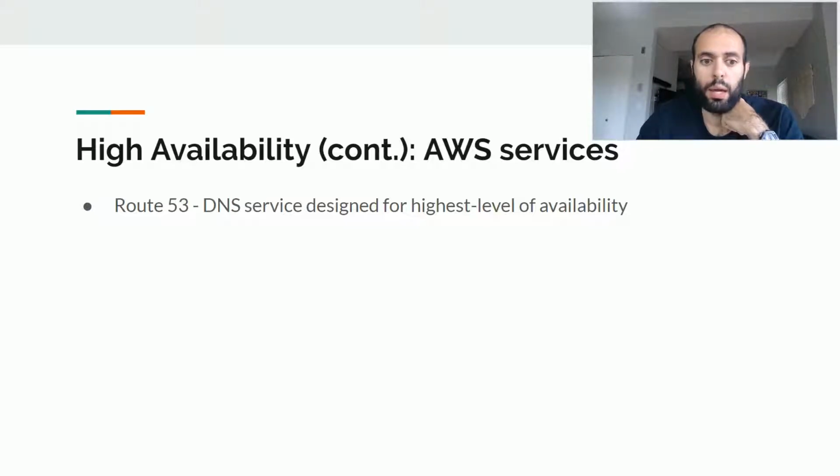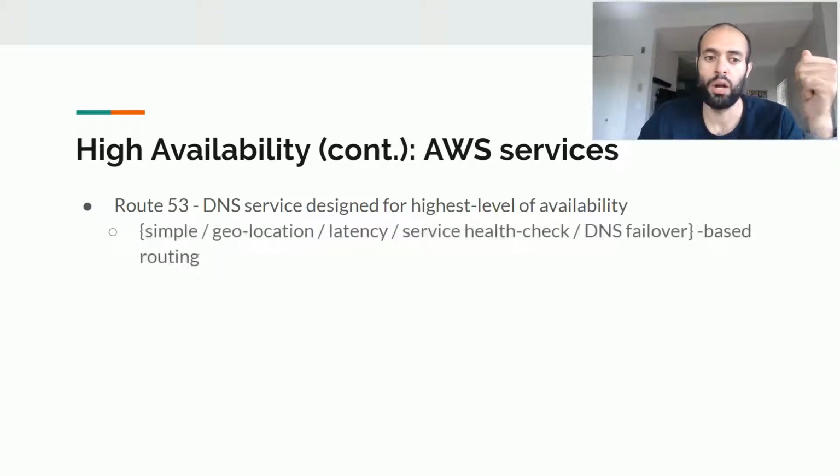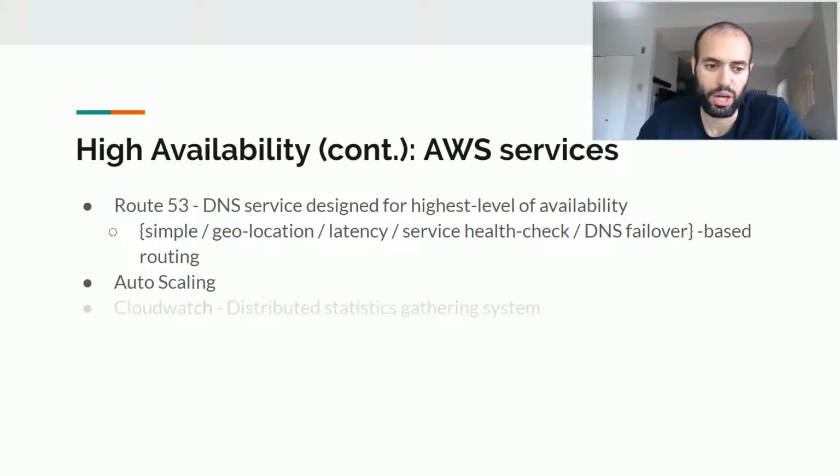Then you have Route 53, which I talked about in a previous video, which I can link down below. But this is Amazon's domain name system service, and it is designed for the highest level of availability. There's so many different ways that it can route traffic to your DNS based on just simple rules, geolocation, latency, health checks, failover. All those can factor in how you route your traffic to your corresponding resources. Again, maximizing the availability for all parties. Then you have autoscaling, which I talked about quite at length.